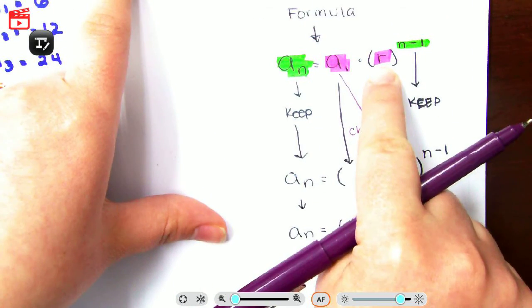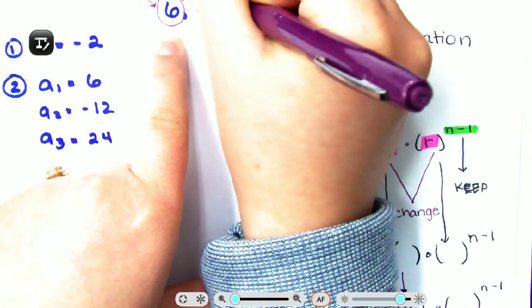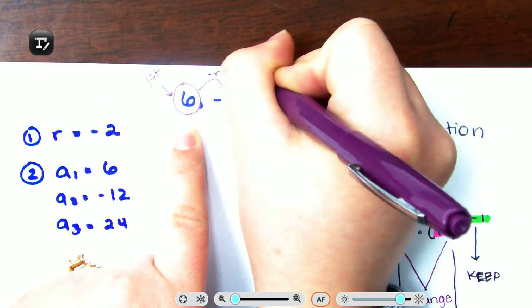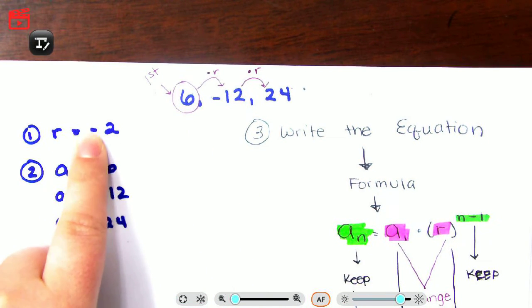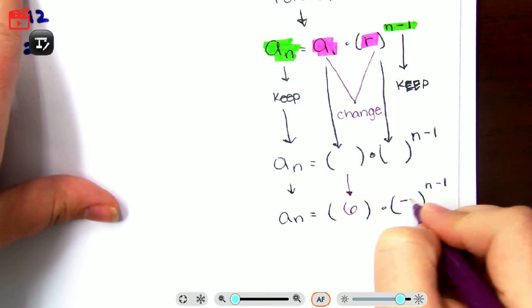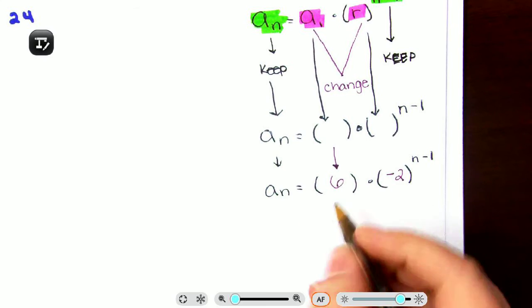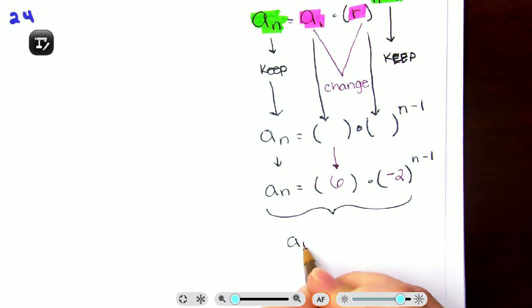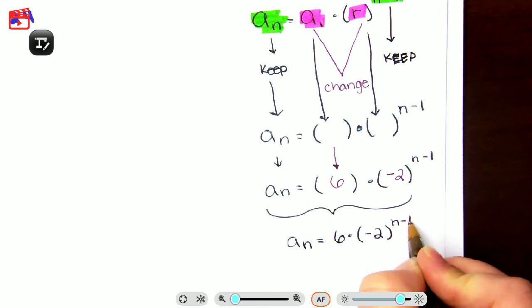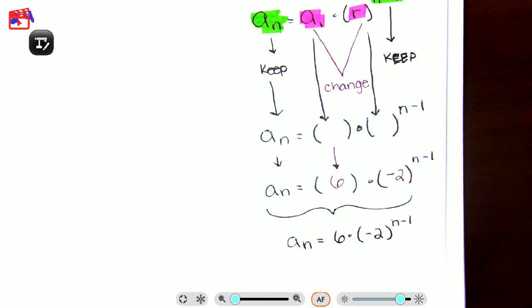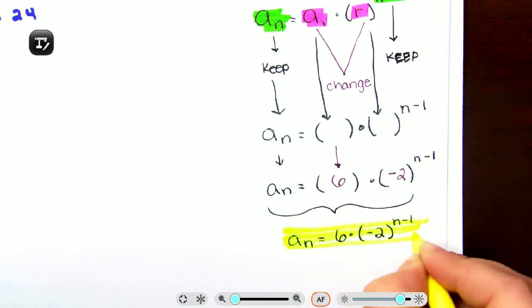Now, r is my common ratio. That's my pattern. What do I multiply by each time? The number has to be the same in order to get my pattern. We said our pattern was being multiplied by negative 2. So that means once you change a sub 1 and r, that is your formula. That is your equation. And it's okay that you still have n in there. Don't worry about it. This is your answer for the equation.